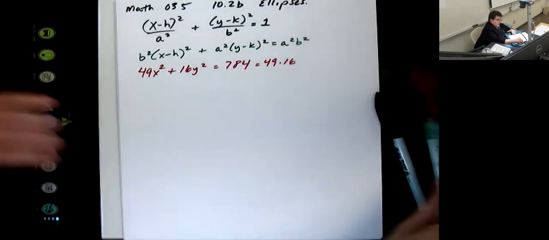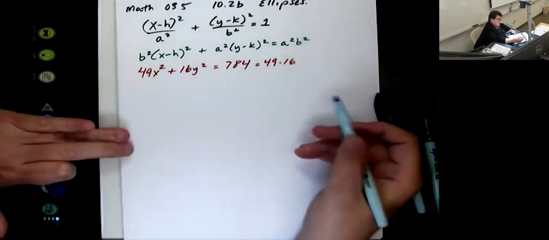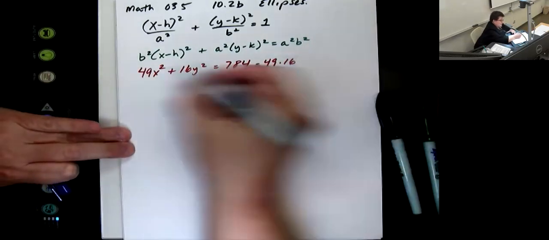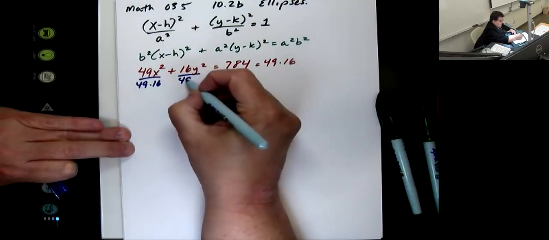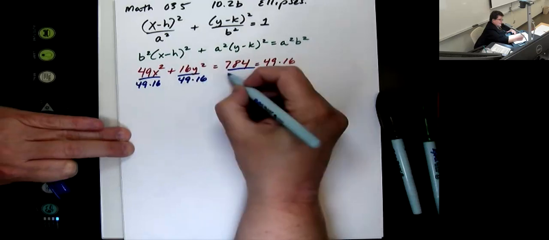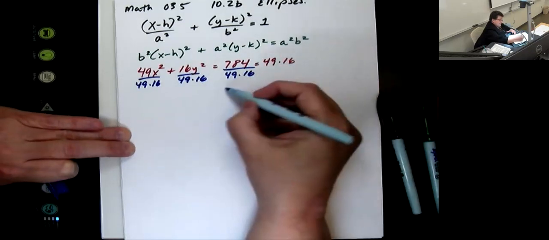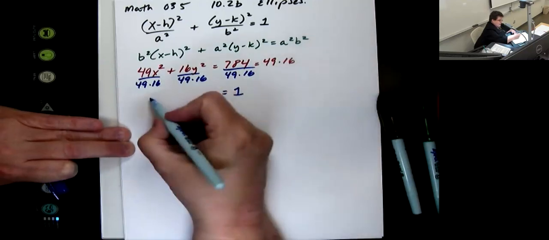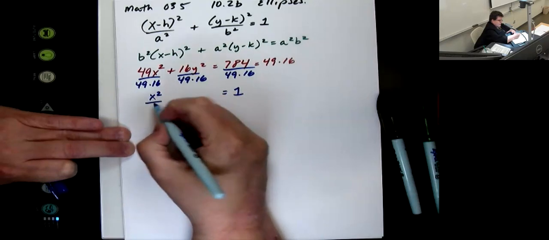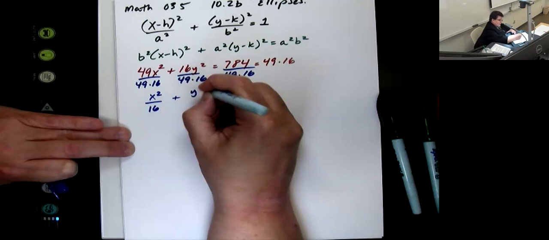So if we divide both sides by 784, or not by 16, but by 49 times 16, the right side turns into a 1. On the left, the 49s cancel on the x squared. We get x squared over 16, and we get y squared over 49.